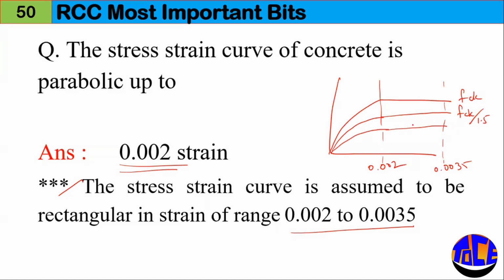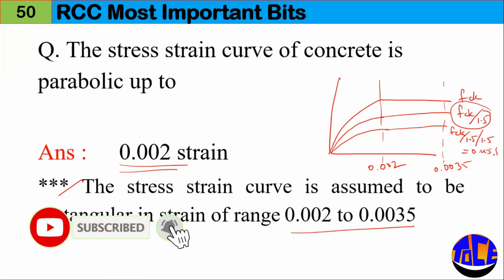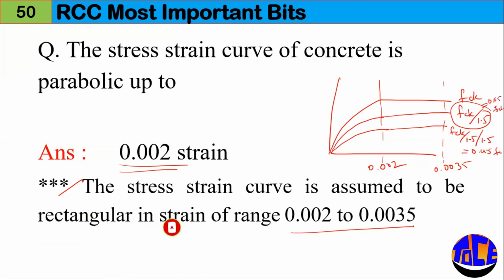So this is your design strength. The design strength will be FC, and again we have to divide this by 1.5. So FCK divided by 1.5 and again 1.5. That means it will come to around 0.45 of FCK, and this value comes to around 0.65 of FCK.